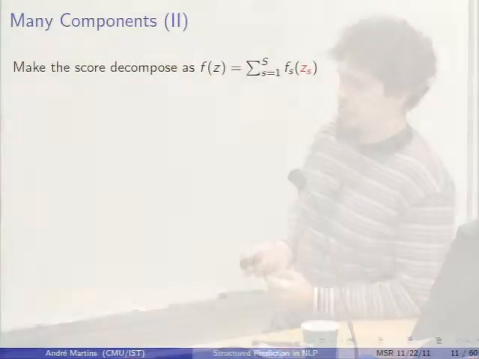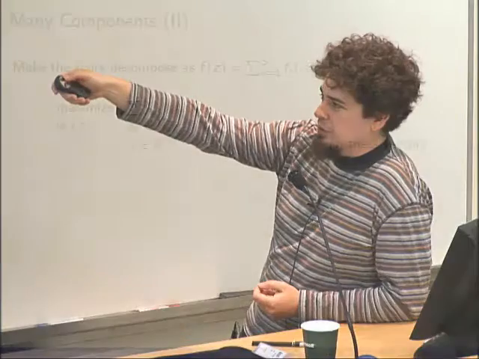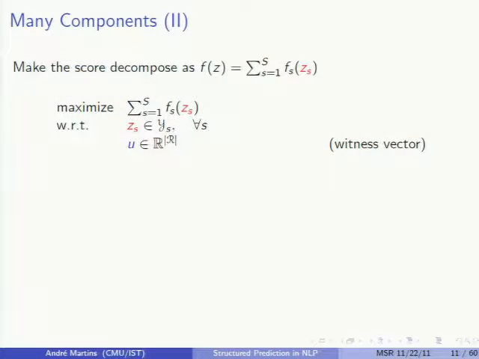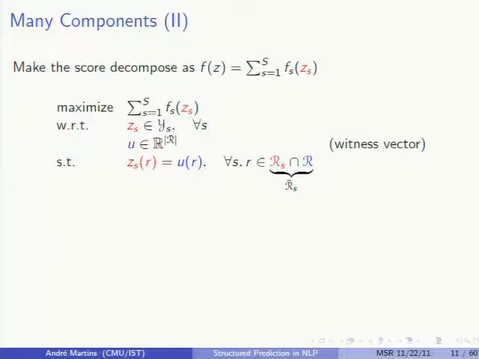So, okay, let's make this more formal. We make the score decompose as a sum over individual scores. And this is the problem that we want to solve. But to make all the Z's consistent, we are going to add a witness vector that we call U. And we are going to make sure that all these components match this witness vector.